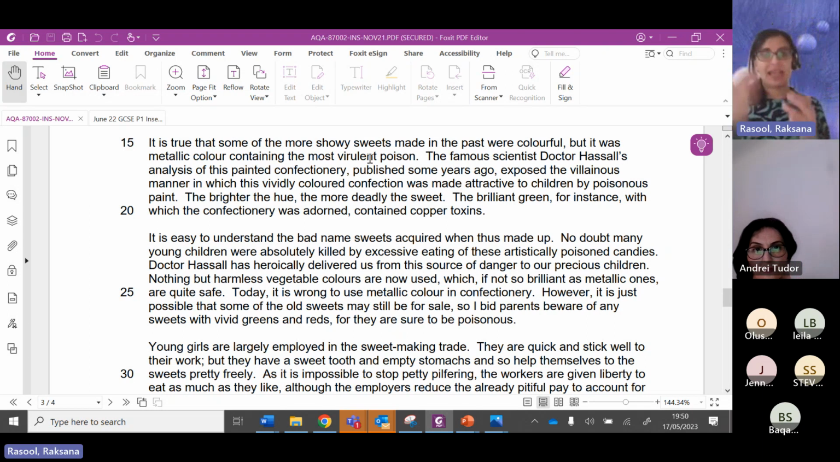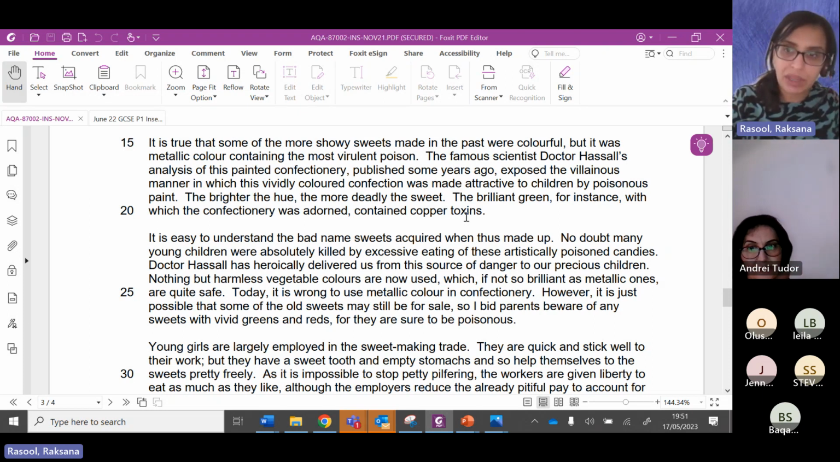So basically what it's saying here is, although sweets now need to look good and taste good, and sugar is a good thing, years ago the paint that was used to colour them in these bright colours was poisonous. Okay, it was attractive to kids because of the vivid colours, but the paint was poisonous. The brighter the colour, the deadlier the sweet. Like the brilliant green that the sweets were coloured in contained toxins of copper. Okay, and that was exposed by Dr. Hassel.